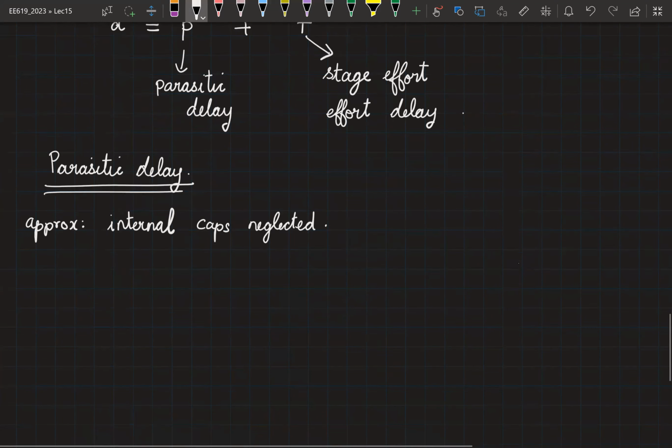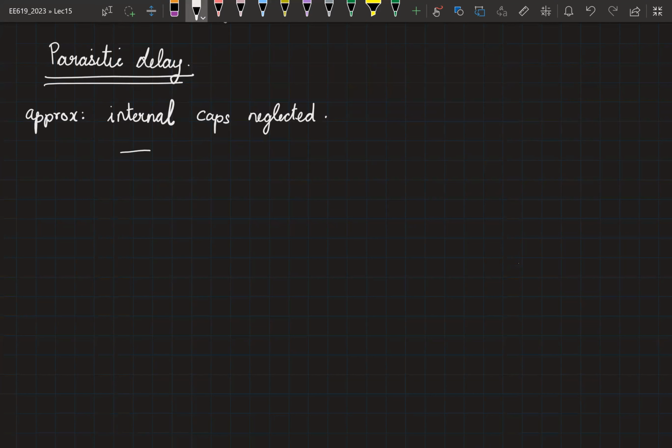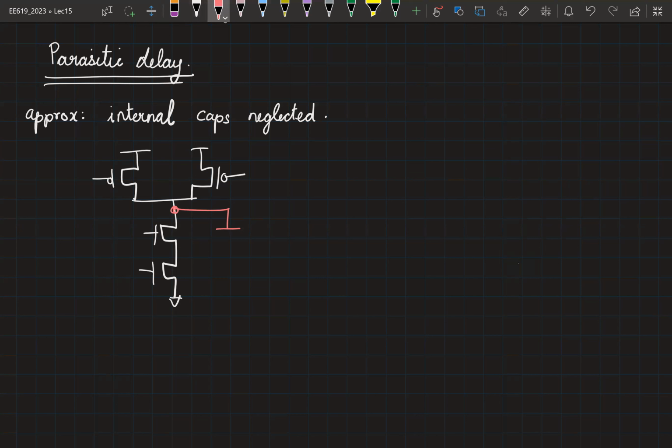I will explain. For example, in this NAND circuit, this is our output capacitance, the capacitance due to its own diffusions. And we also have internal capacitance at other nodes other than the output. We are going to ignore all of the other internal capacitances. Now let me tell you why it is okay to make this assumption.